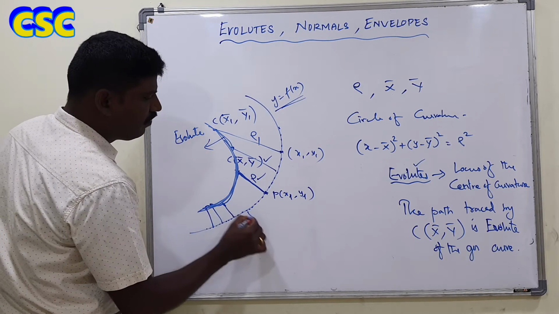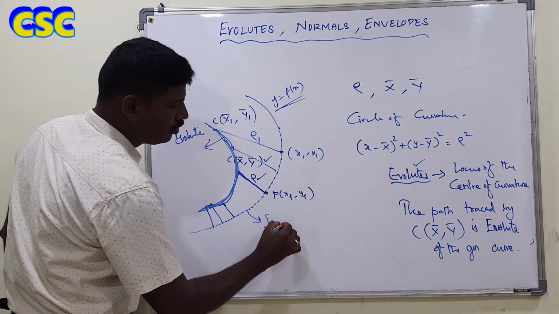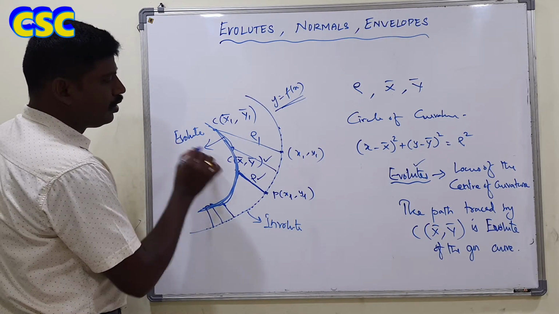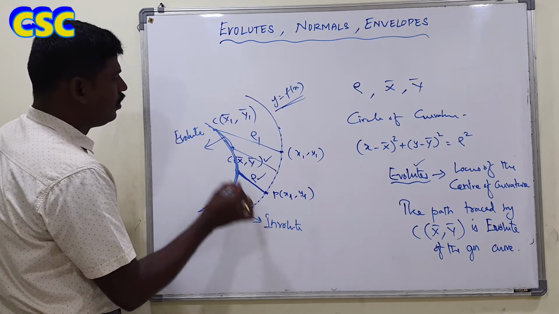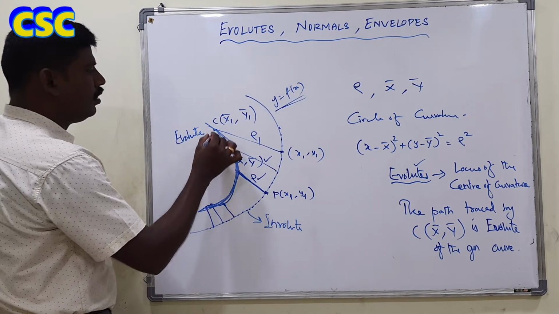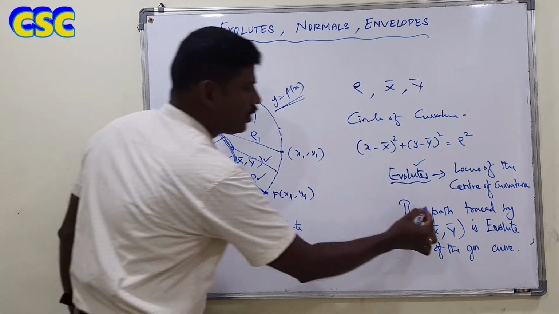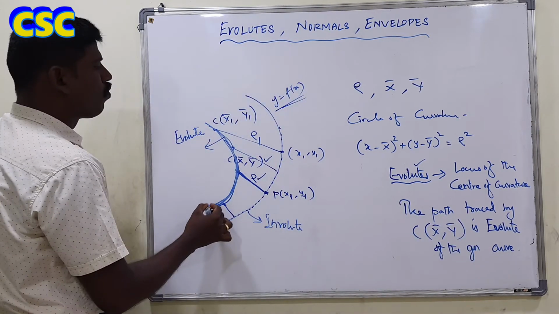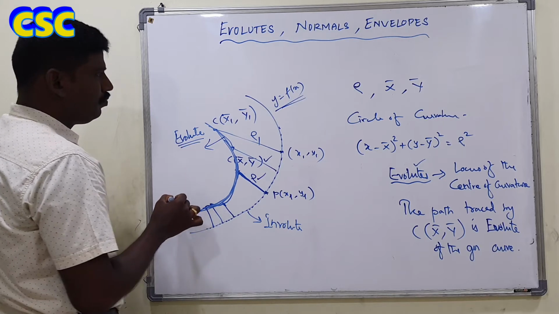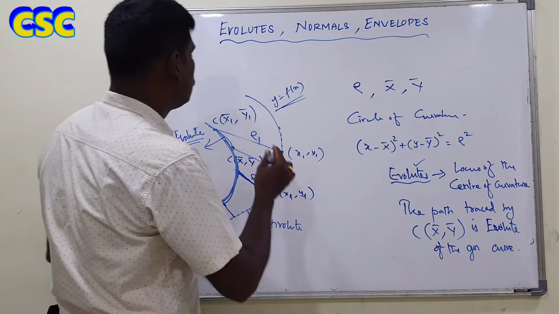Okay, the given curve is called involute. So this is called involute, right? So the given curve f of x is called involute. The curve obtained by the path traced by the center of curvature is called evolute. Okay, right? That's all.